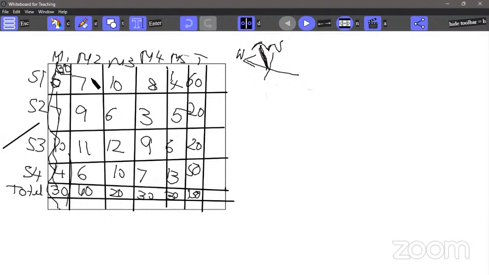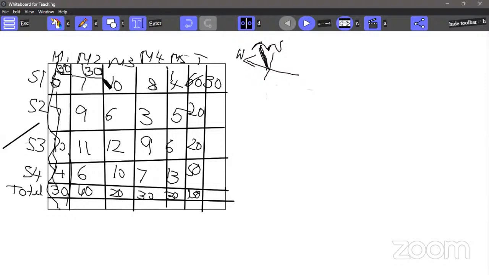Now we will come to the supply. Out of 60, 30 is over, no? So how much is left now? 30. So write down 30. Only 30 is left in the S1 factory. Can't it supply it to M2? It can. So write down 30 here.